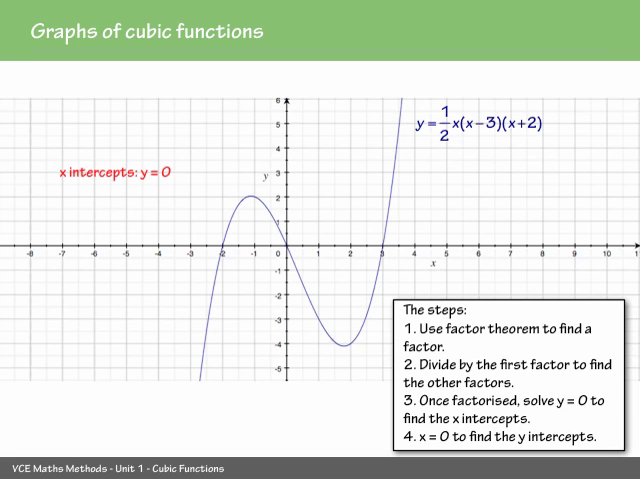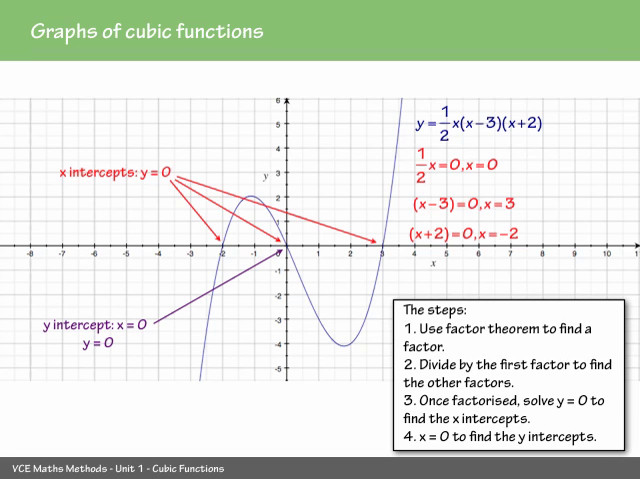So starting with your x-intercepts, y equals 0. The first one we've got here is at x equals 0. Half x equals 0, so x equals 0. X minus 3 equals 0, so x equals 3. And lastly, x plus 2 equals 0, so x equals minus 2. We get the y-intercept by putting x equals 0 into the equation, and for this one, we get y equals 0 coming out.